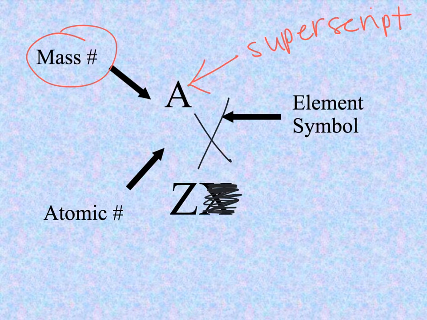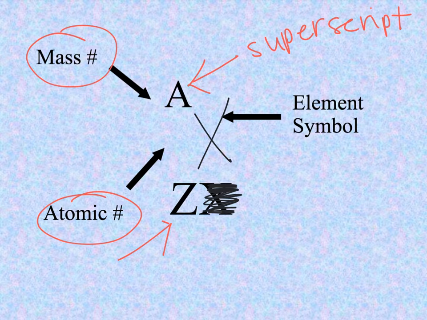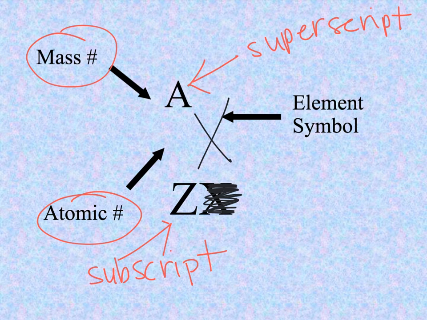When the number is down low, that one tells us the atomic number, and that is called a subscript. How do I spell subscript? Okay, subscript. The atomic number, which is the number of protons, is the number that goes in order on your periodic table.